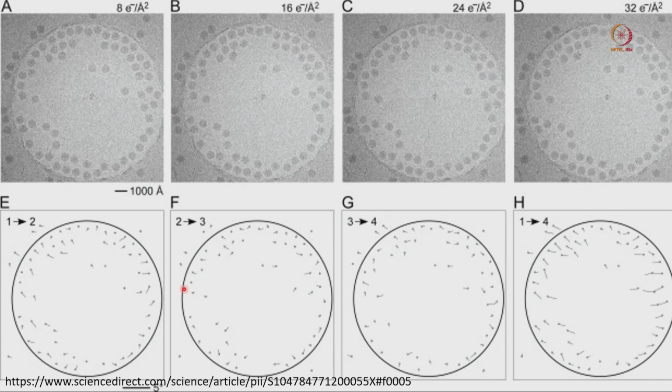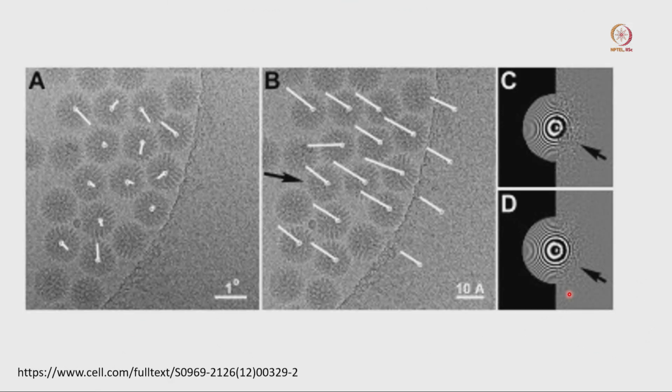You can see that the movement for 8 electrons per angstrom square or 32 electrons per angstrom square shows a drastic change, because the movement is much higher when you are using 32 electrons per angstrom square. Most of the particles are moving: some in this direction, some in that direction. So this movement is very random when they are staying inside the ice.